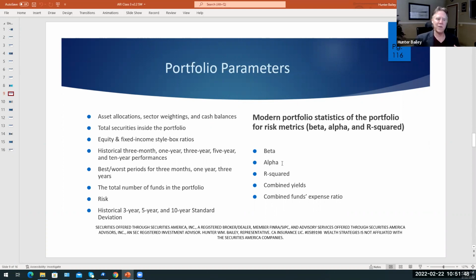Alpha is a performance number that says, compared to all the other funds or all the other portfolios with the same beta, say our beta is 0.50, not a guarantee going forward, but we're hoping that we're half as risky as the stock market. Well, we can run an analysis and see if our portfolio has a good alpha. And that alpha means, compared to other portfolios with the same beta risk, how much better or worse have we done?